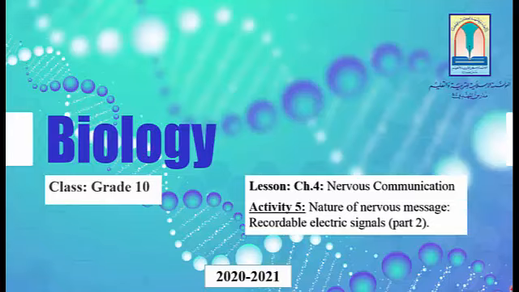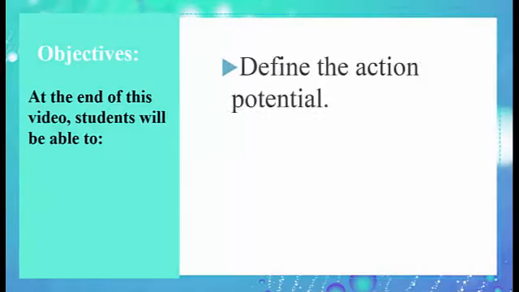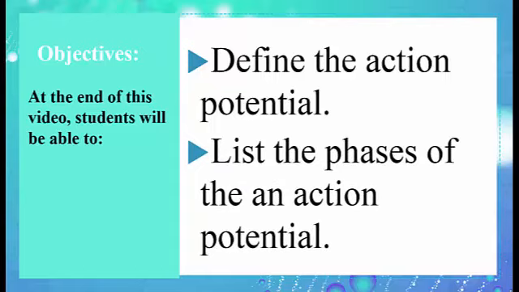Students, today we have to continue the second part of the activity 5, nature of nervous message, recordable electric signals. Don't forget to prepare your notebook and a pen and to open your biology book pages 72 and 73.